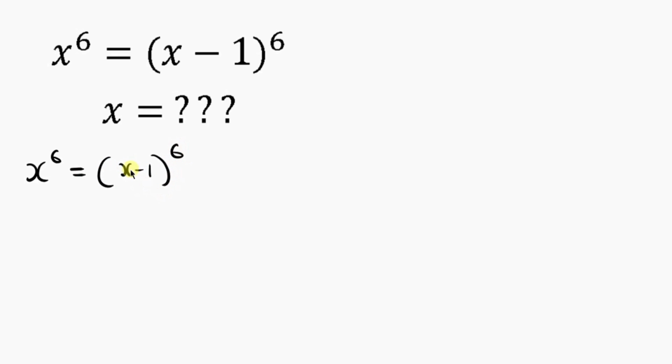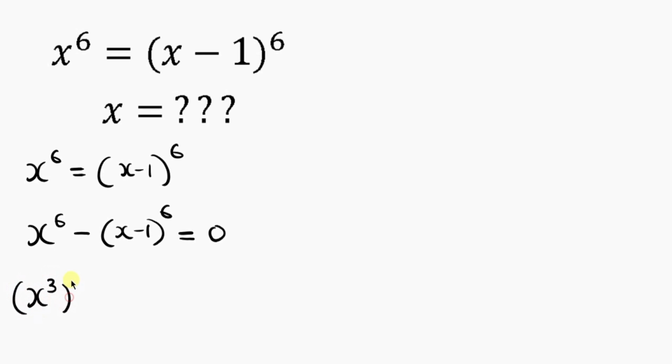Are you seeing that? Now, the first thing we're going to do when we are faced with a question like this is to move what we have on the right to the left-hand side. So let's do that real quick. We have x to power 6. When I move this to the left-hand side, it becomes negative (x minus 1) to power 6. Are you seeing that? So equal to, now nothing is on the right hand side anymore, so I'm going to be putting 0 there.